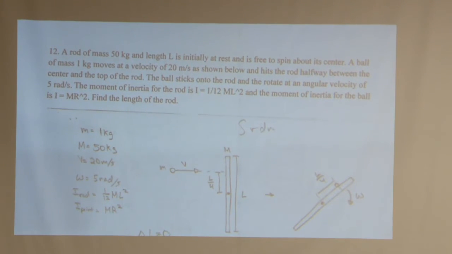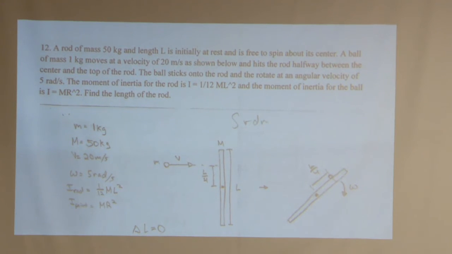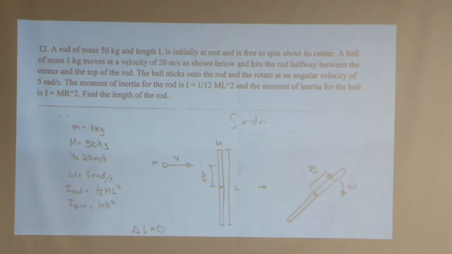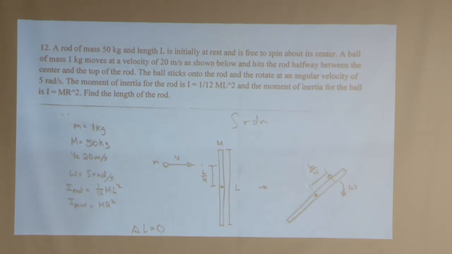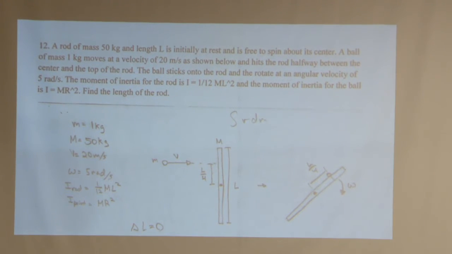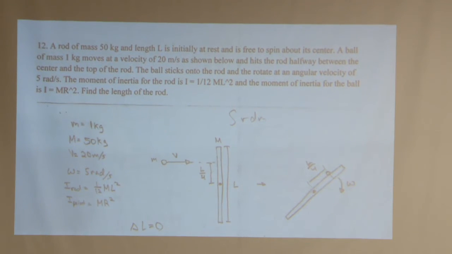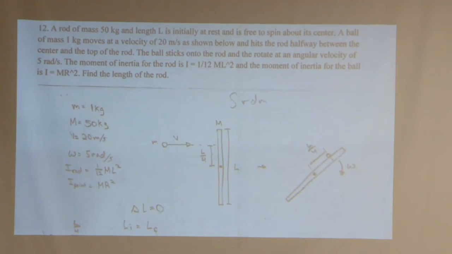To start off, we need to recognize that this is going to be a problem dealing with conservation of angular momentum. When it comes to collisions, that's usually what you're going to deal with: angular momentum conservation. So we have delta L equals 0, which is the same as Li equals Lf.